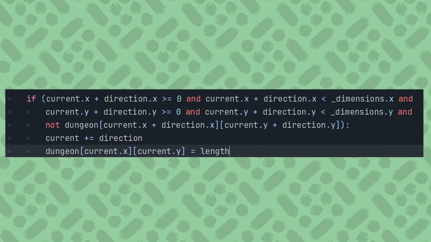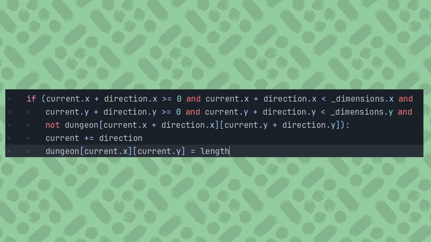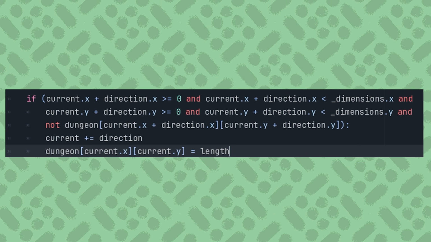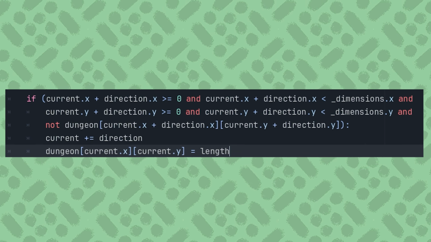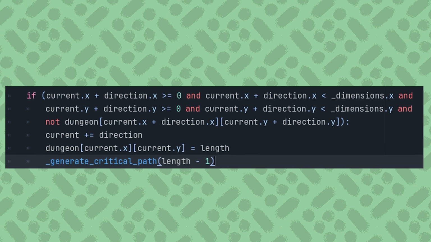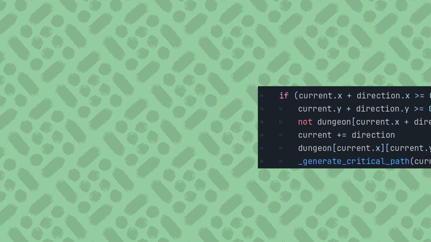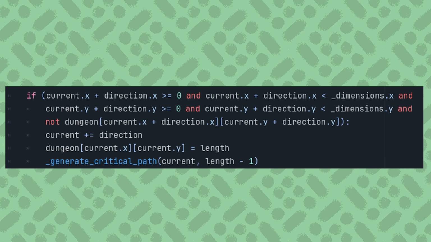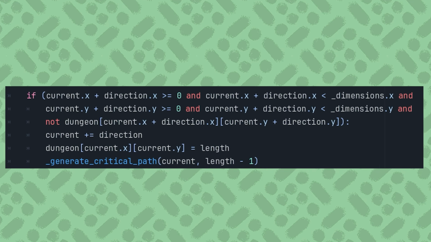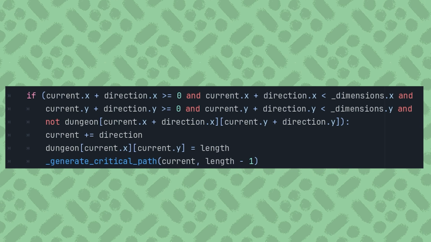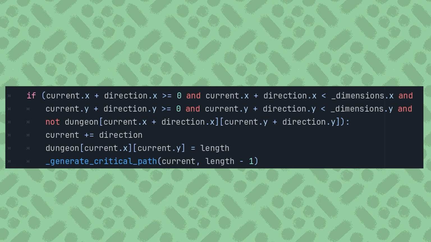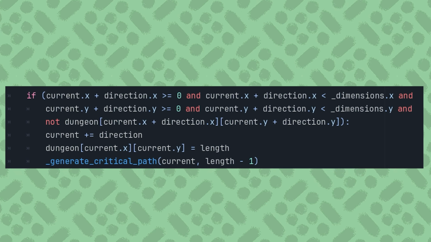Then change the value in the dungeon array to be something besides 0. Let's say the length of the critical path. We can then reduce the length of the critical path and call this function again, this time starting from current, which we will pass in as another argument and change the declaration to have the starting point as a parameter. This is called a recursive algorithm.